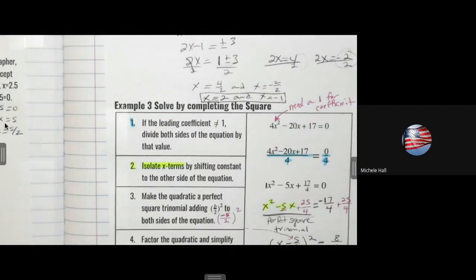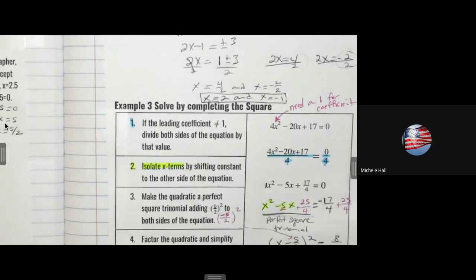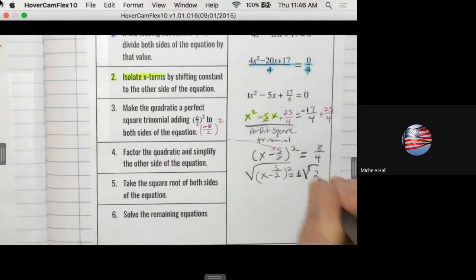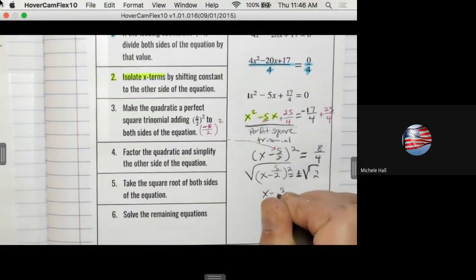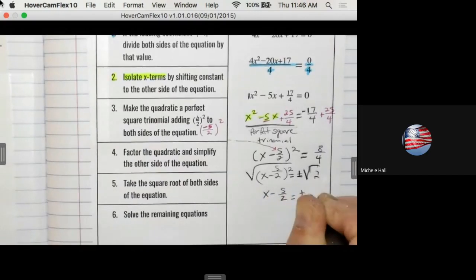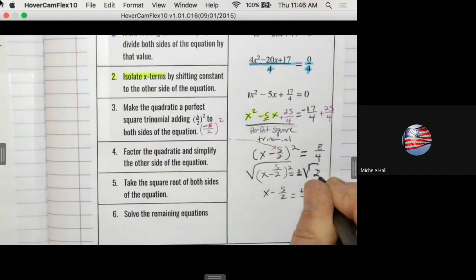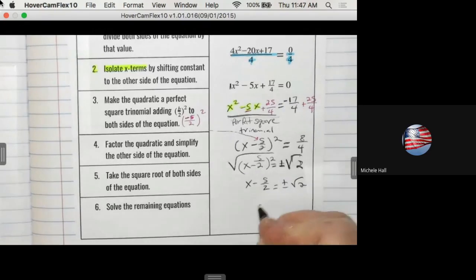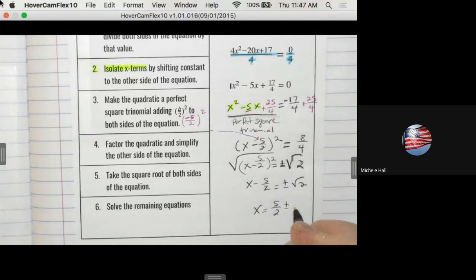Dividing, no, we start with the exponents. So we're going to undo this with a square root. And we're going to undo this side with a square root, and we're going to say it's plus or minus the square root of 2. So we have x minus 5 halves equals plus or minus the square root of 2. And then we just need to finish solving by adding 5/2 to both sides. X equals a positive 5/2 on the right, plus or minus the square root of 2.